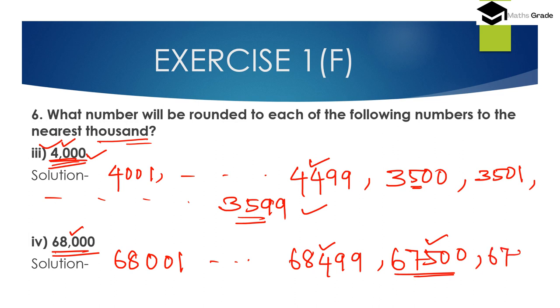Now 67,501, it will be 67,599. Now 67,599 rounded off to the nearest 1000 will be 68,000. Now these are the numbers that, rounded off to the nearest 1000, give 68,000.